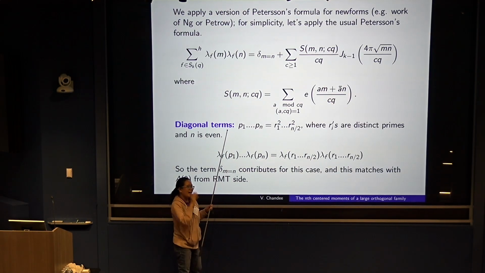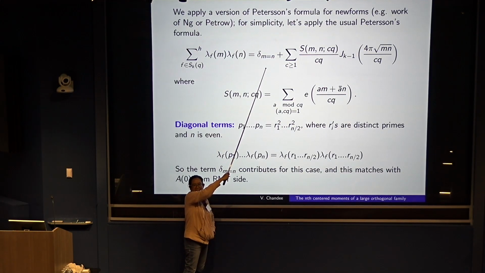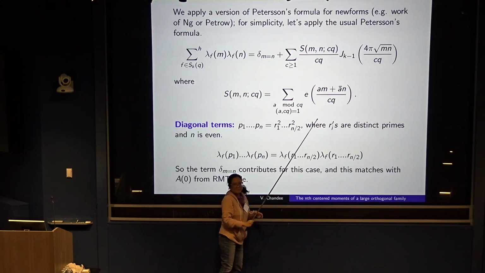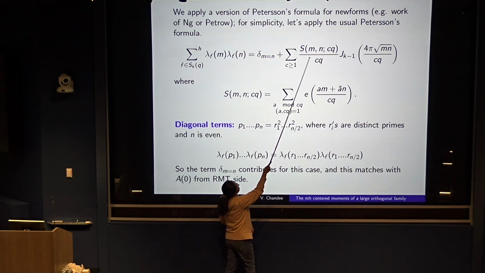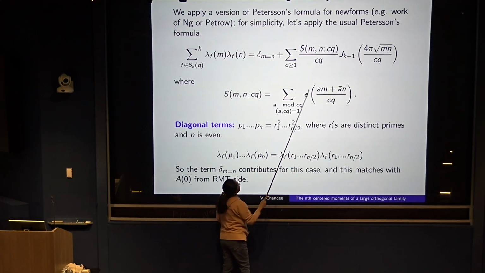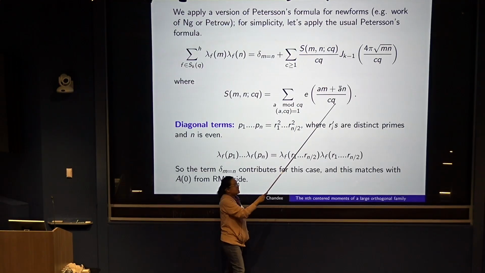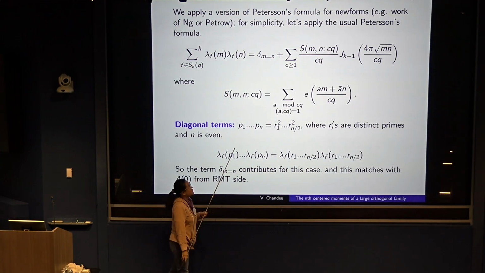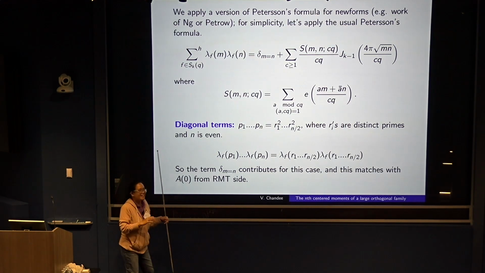And this is what I mentioned earlier. This is the diagonal term. And the rest is the off-diagonal term. The off-diagonal term will look like this. S is the Kloosterman sum. If you're not familiar with this, this is the definition of it. And this is the J Bessel function. If you're not familiar with that, just take it for granted as a black box.